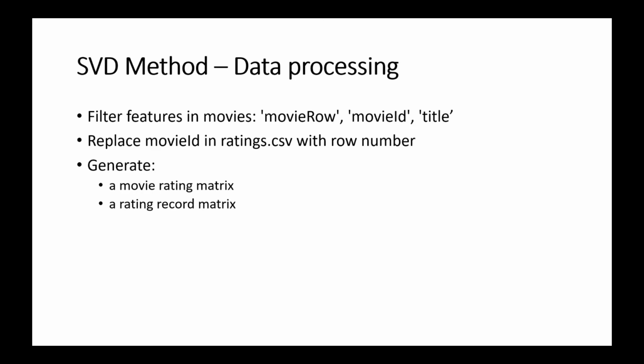Then we filter 3 features in the movies.csv: movie row, movie ID, and the title. Because in our model, we assumed that the movie features are hidden in the rating activities instead of the content in the dataset. Then we replace the movie ID in ratings.csv with the row number because the movie ID is much longer than the row ID. After that, we generate 2 matrices, rating and record.